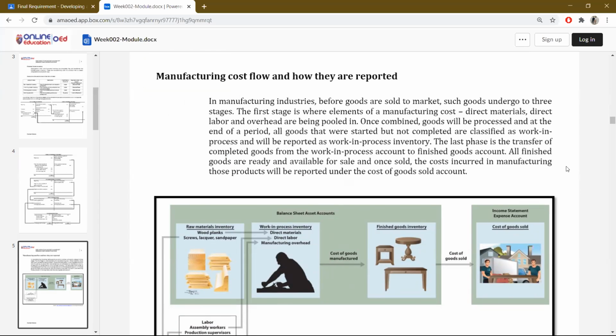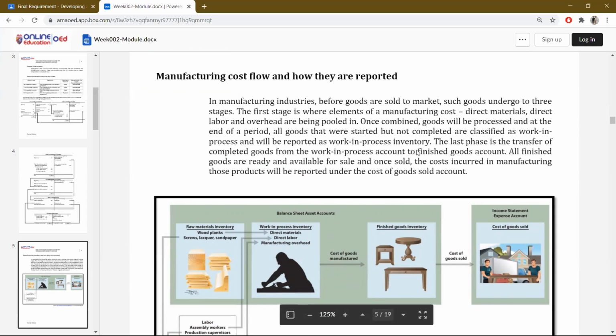Manufacturing cost flow and how they are reported. In manufacturing industries, before goods are sold to market, such goods undergo 3 stages. The first stage is where elements of a manufacturing cost, direct materials, direct labor, and overhead are being pulled in. Once combined, goods will be processed, and at the end of a period, all goods that were started but not completed are classified as work in process and will be reported as work in process inventory.